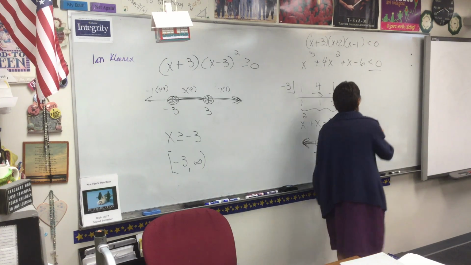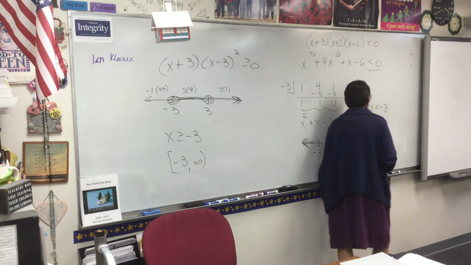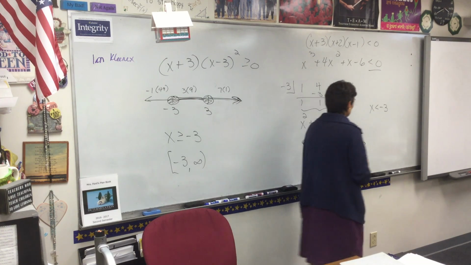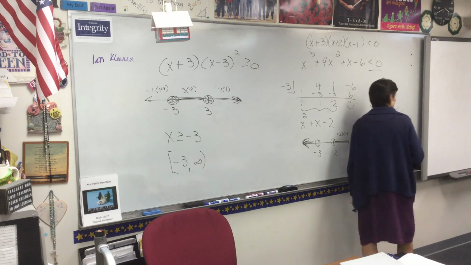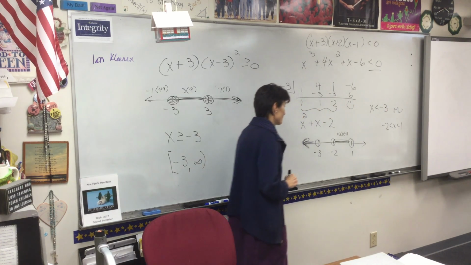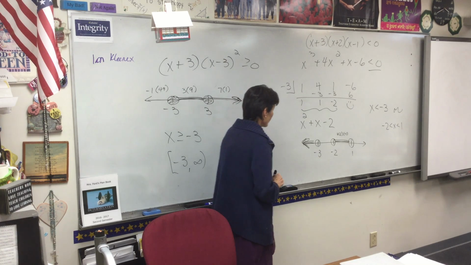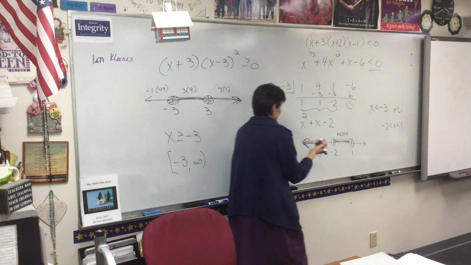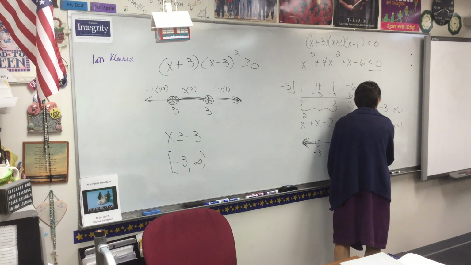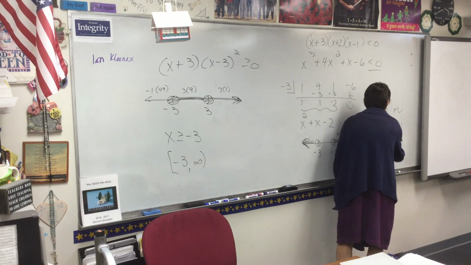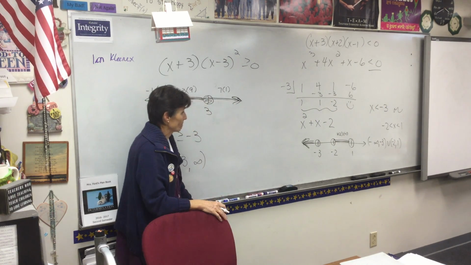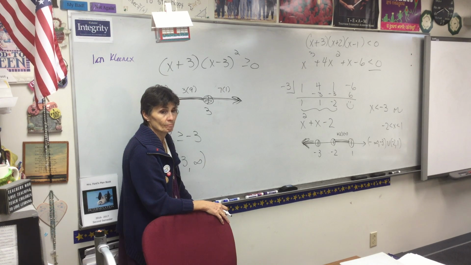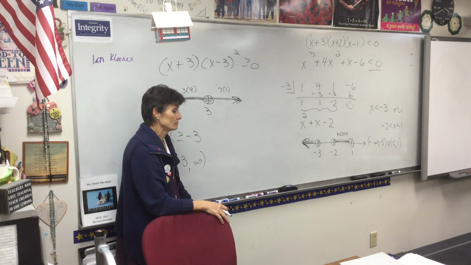So our answer is 2 parts. It's everything less than -3 or everything between -2 and 1, or as an interval, -infinity to -3, or -2 to 1. Good?